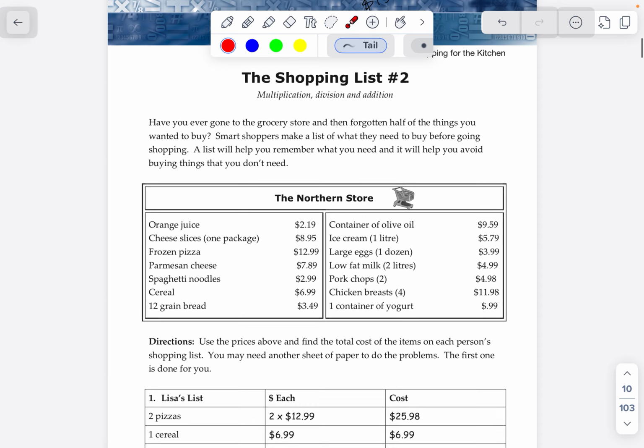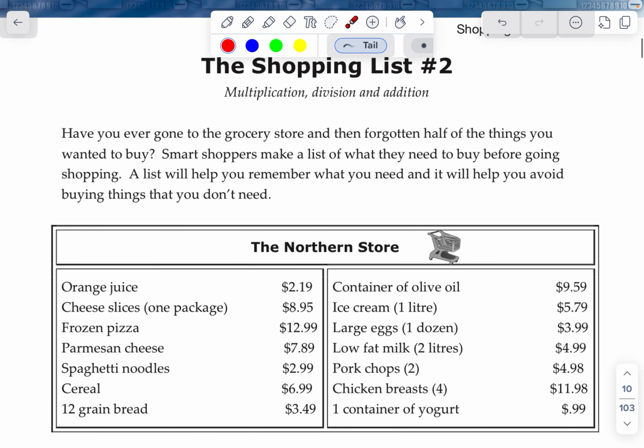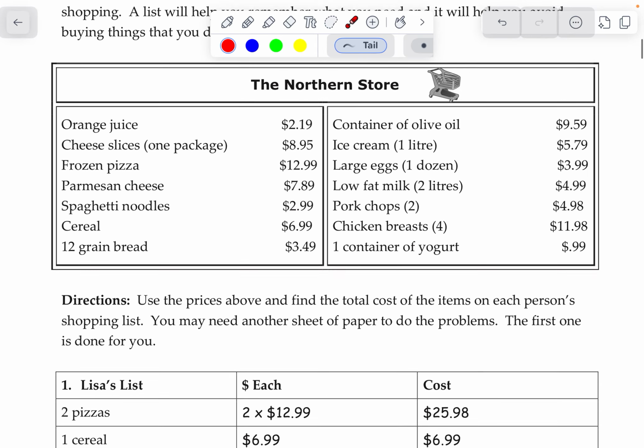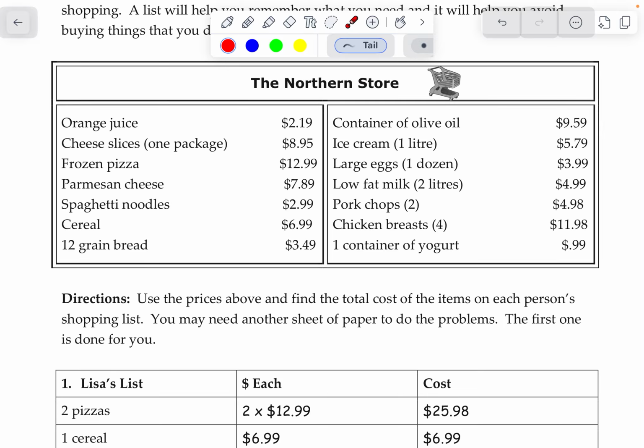Now the next one we're going to do is about a shopping list. So here we have a mixture of pieces of information. We have this store with these prices we've picked. Like orange juice is $2.19 and so on. And the directions say, use the prices above and find the total cost of the items on each person's shopping list. You may need another sheet of paper to do the problems. The first one's done for you.